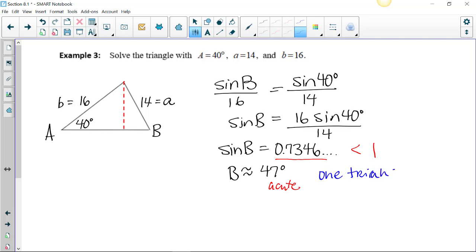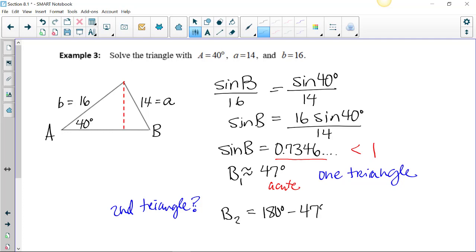So I want to know, is there a second triangle? We find the supplement of that. Is there an angle B in a second triangle? Because that'll be our B1, the angle B of our first triangle. So I take 180 minus that angle, 47 degrees, and I get 133, excuse me, can't do the math.